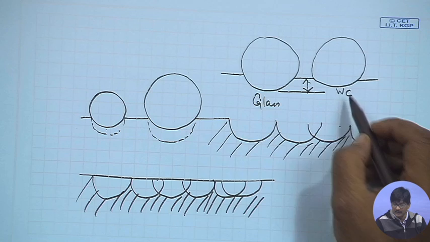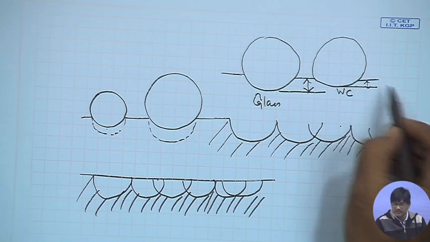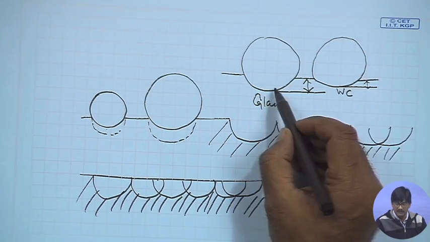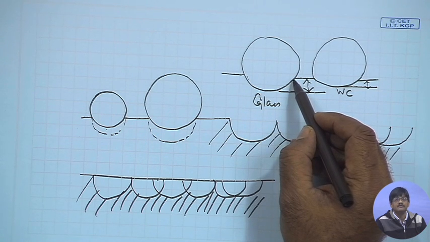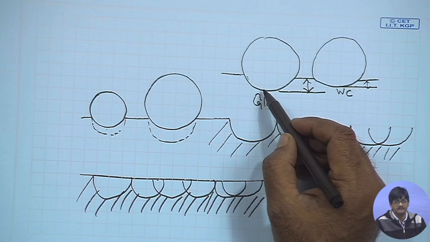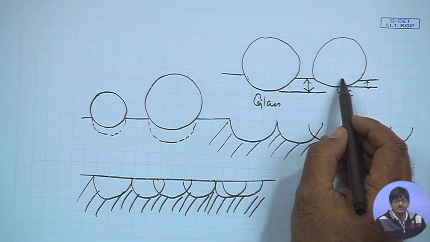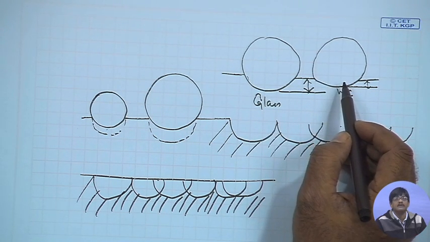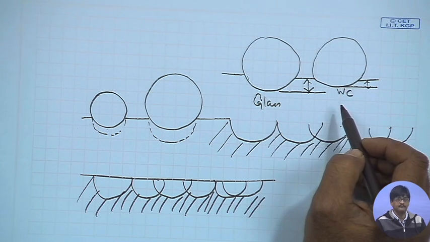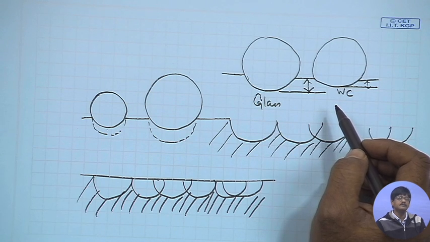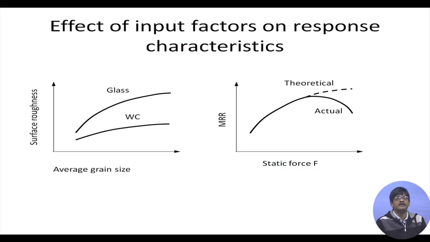So, these two distances being different, this will produce larger craters, and the probability of producing higher surface roughness with larger craters is more. This will produce smaller craters, so the probability of producing lower surface roughness with smaller craters is more. So, that is why this is the behavior, this is the graph of surface roughness with respect to average abrasive grit size.